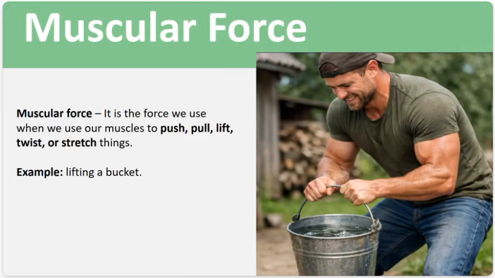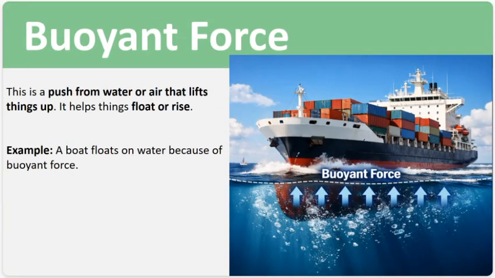Muscular force is the force we use when we push, pull, lift, twist, or stretch things using our muscles. An example is lifting a bucket. Buoyant force is a push from water or air that lifts objects up, helping them float or rise. For instance, a boat floats on water because of buoyant force.